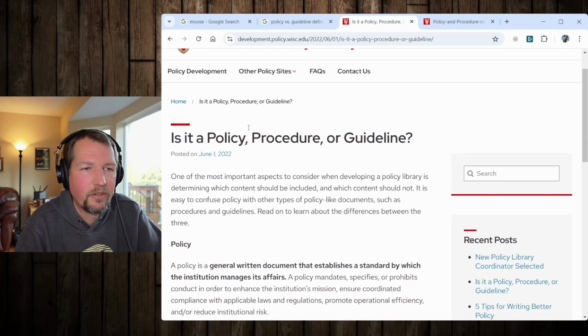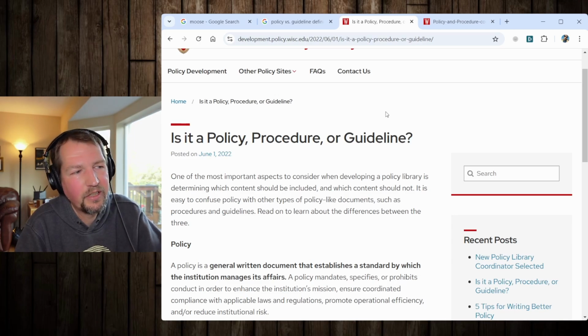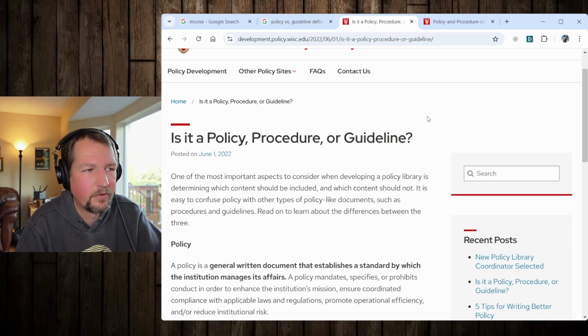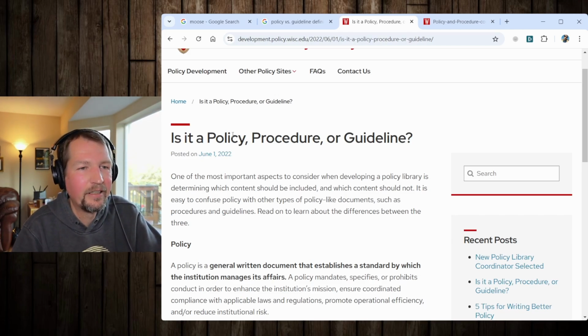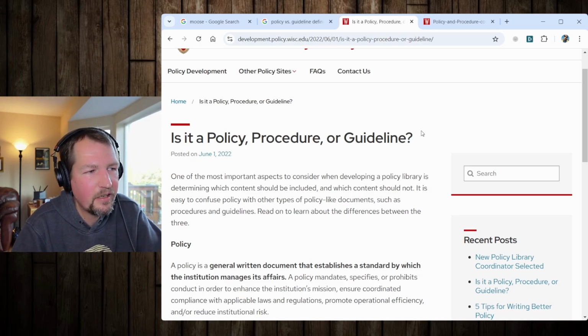Let's see. So their article says, is it a policy, procedure, or guideline? Now, the interesting thing here that I think is sort of more of an advanced topic, Policies 102, is they add in the concept of a procedure. So we've already talked about a policy. We've already talked about a guideline. Let's see if our definitions that we talked about earlier with our examples comply with this article from the University of Wisconsin.